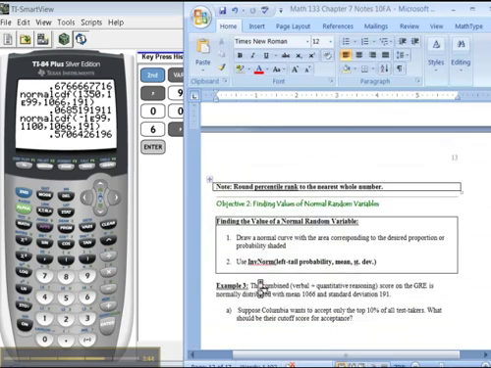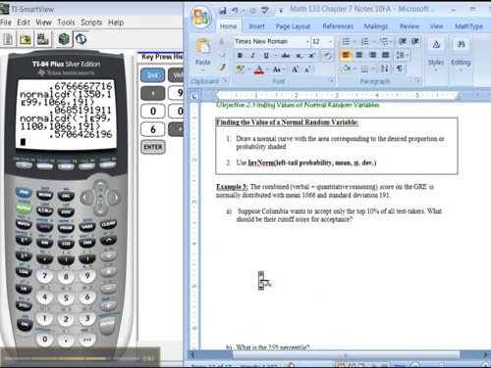All righty, that's the end of that. The next section we're going to be dealing with will be using inverse norm. All right, see you then.